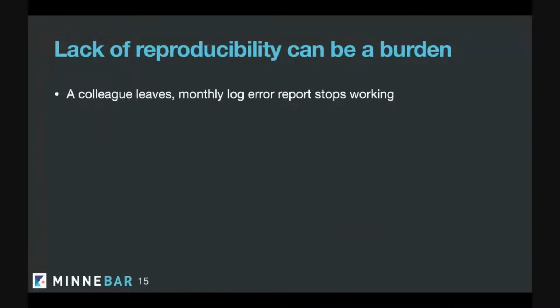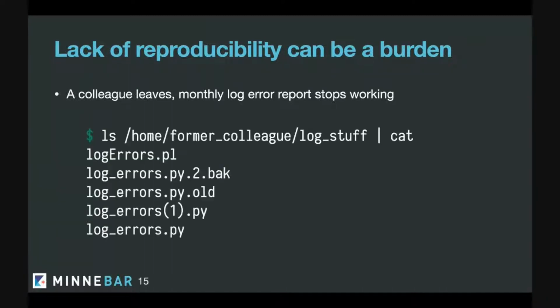Outside of science, this lack of reproducibility can be a burden in all sorts of scenarios. Say a colleague leaves your group, and you suddenly notice the monthly log error report stops working. You start doing a little digging, and you find out that it's a lot uglier than you thought. I'm sure people have run into situations like this where something's running in somebody's home directory and it worked well enough to run, but is definitely not repeatable, reproducible, or scalable.